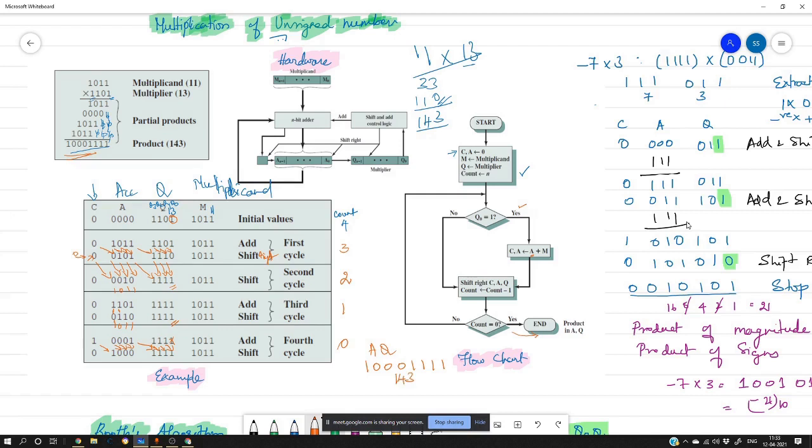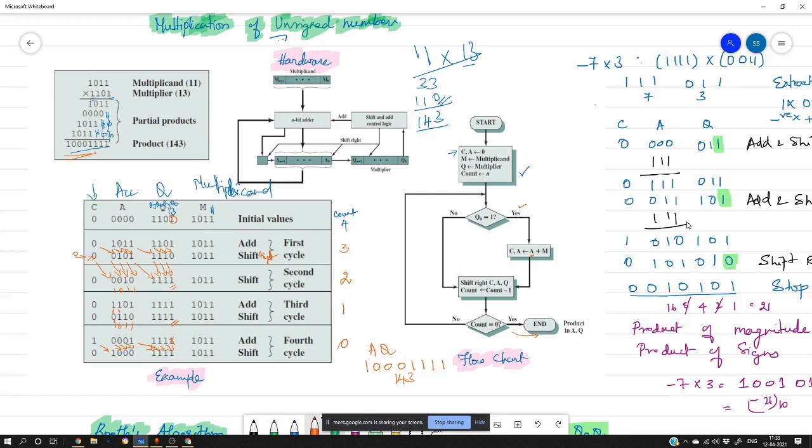Okay. Now this is the hardware, abstract hardware unit for doing this multiplication. You're going to have the multiplicand stored in one register, and the accumulator is going to store initially the value 0 in it, and the multiplier will have the multiplier value stored in it. And you have the shift and control logic here, and this is an n-bit adder.